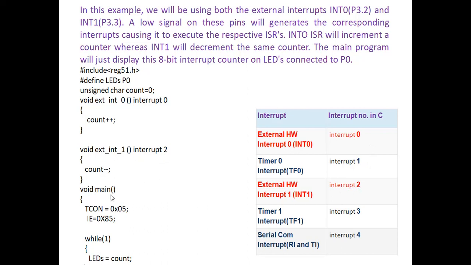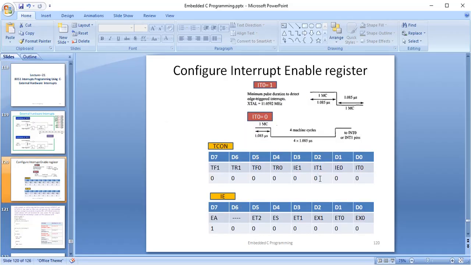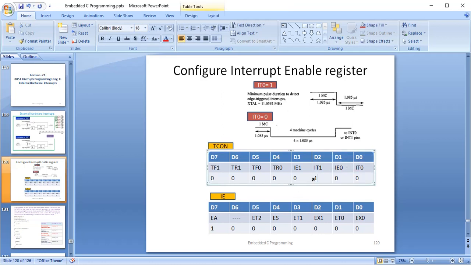Okay, come to the main program. This is a very simple program. PCON, it is a control register. I configure it with 0x05. Why did I use 0x05? Because I am using edge triggering. So 1, 1. Because of edge triggering, I configured it with 0, 5.